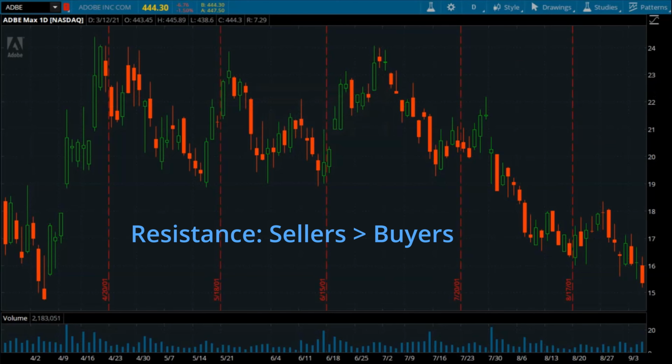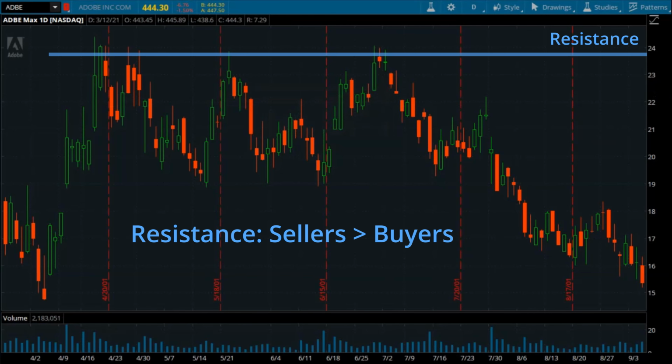If you look at the chart of Adobe over here, there is a very clear resistance at around $24. Every time the stock touches this price level, it gets rejected and the price will reverse back down again. It tried to break this level not once, not twice, but a total of 4 times, and it still wasn't able to break past this level. Therefore, this price level of around $24 is a very strong resistance level.